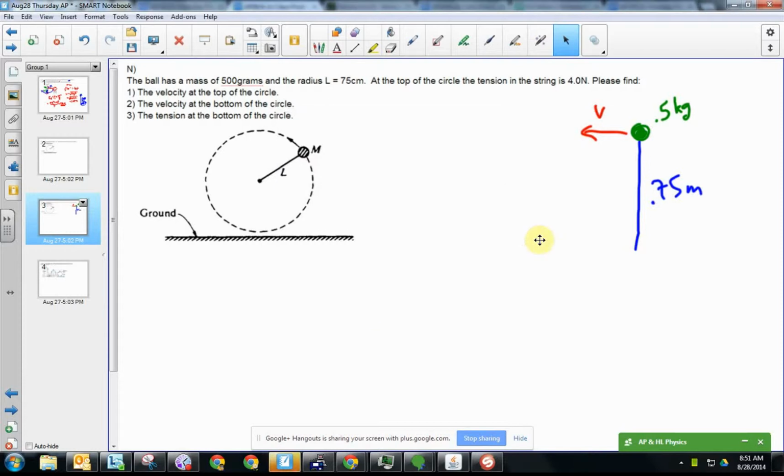All right, so here we are. We're doing N for AP and IB HL year two, where we're talking about vertical circles.